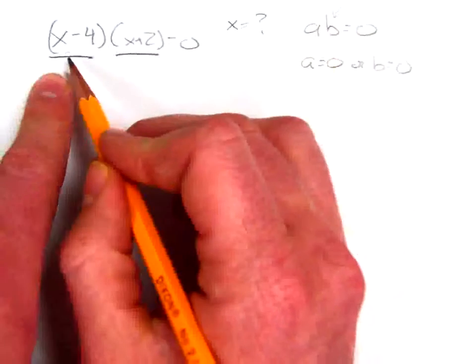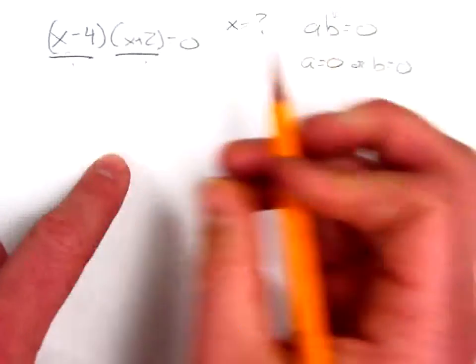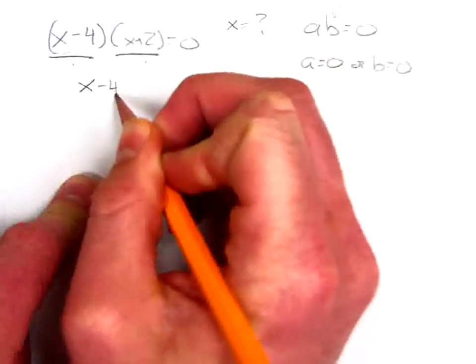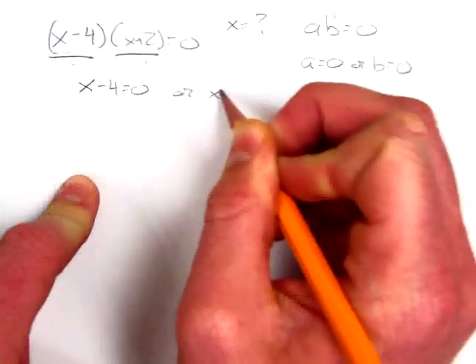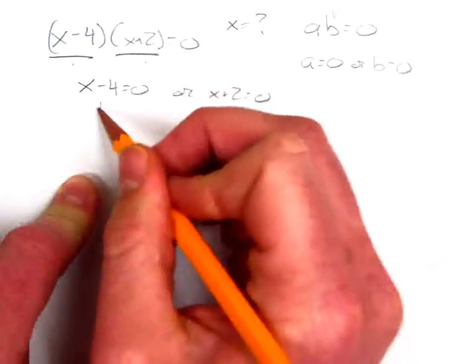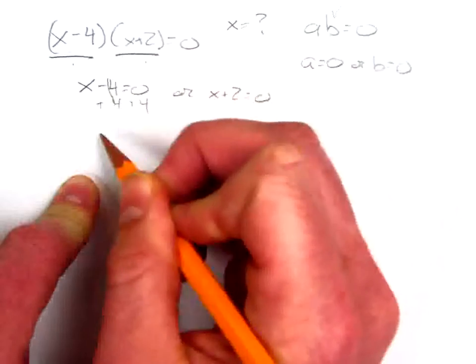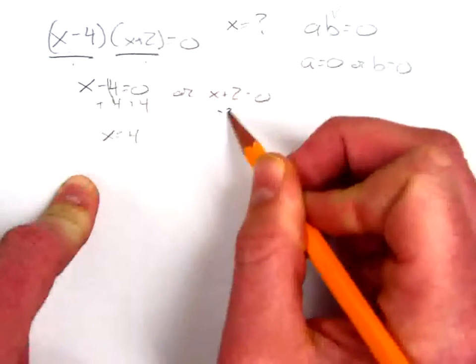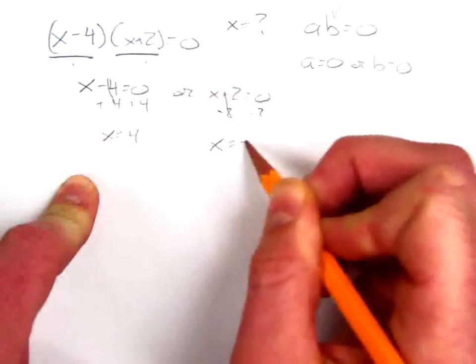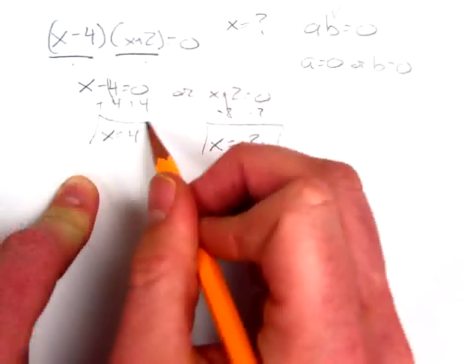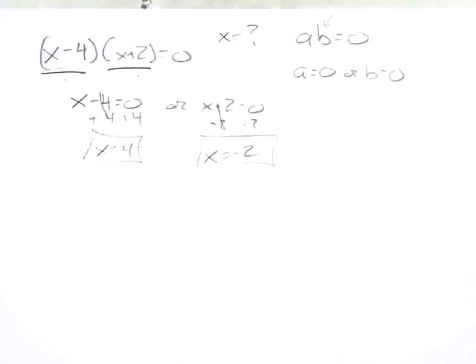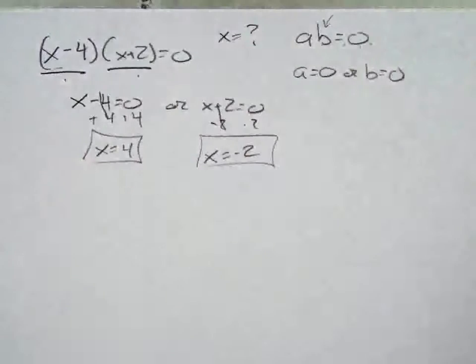In this case, the two values being multiplied are x minus 4 and x plus 2. So either x minus 4 is 0 or x plus 2 is 0. These are very simple equations to solve to get that x is 4 and x is negative 2. So this equation actually has multiple solutions.